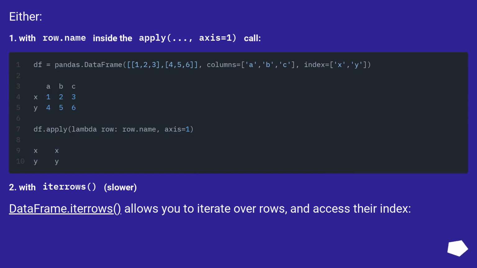Either 1. With row.name inside the apply, with axis equals 1, call. 2. With iterrows, slower. DataFrame.iterrows allows you to iterate over rows, and access their index.